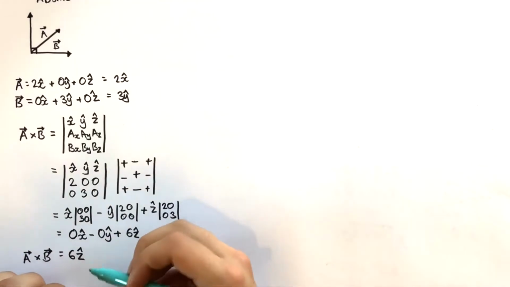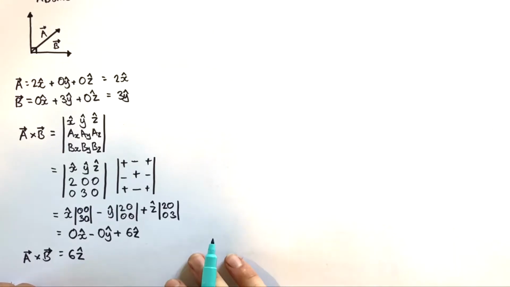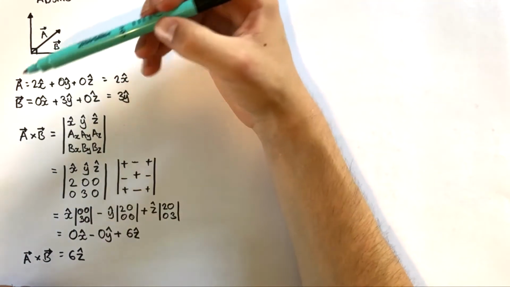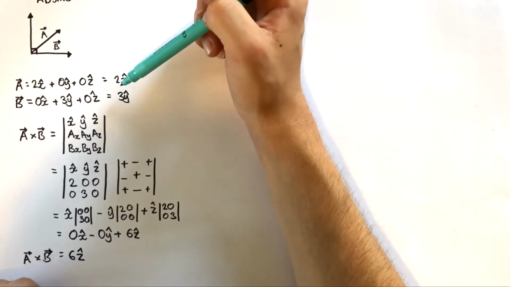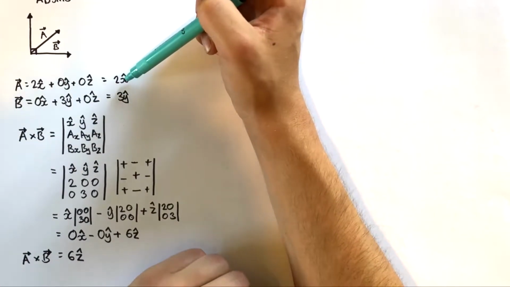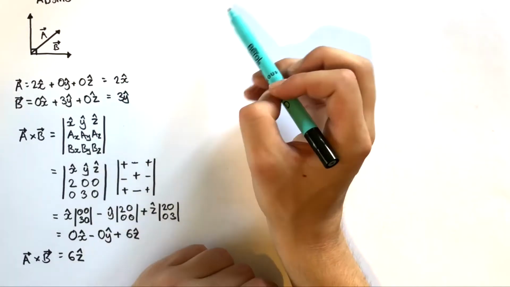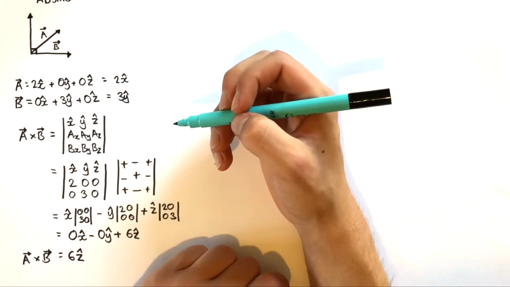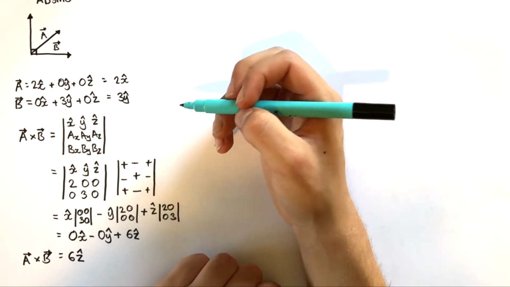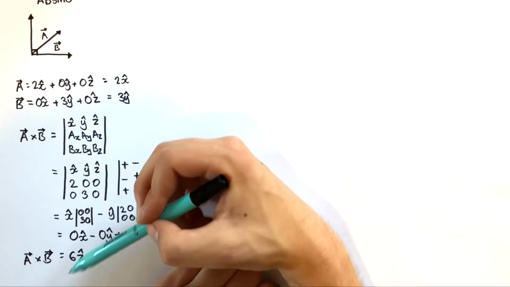Now, what can we notice about this result? Well, we can see that the resulting vector here, 6 z hat, is perpendicular to both vector A and vector B. Vector A was pointing entirely in the x hat direction, vector B was pointing entirely in the y hat direction, and the cross product just points entirely in the z hat direction. And you also notice that 2 times 3 is essentially 6.